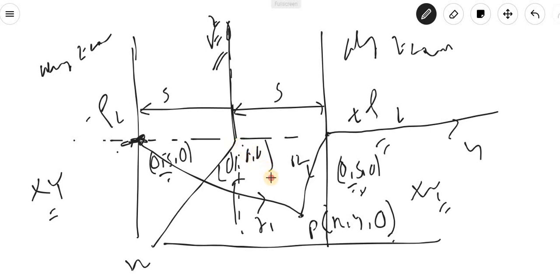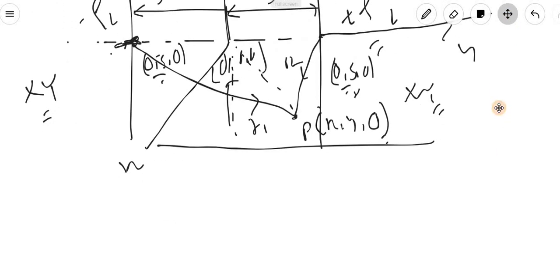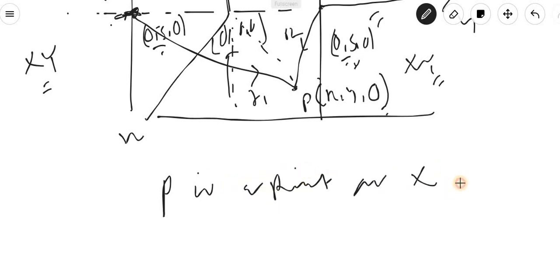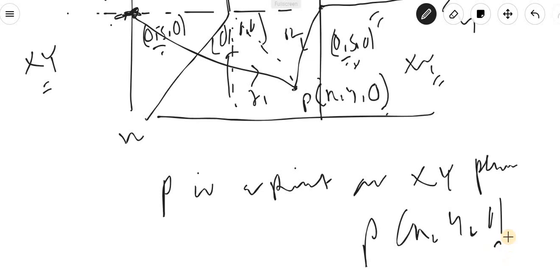So, from the origin to this, suppose some distance. Now what will be the potential at this point on the xy plane? Suppose P is a point on the xy plane. So obviously P will be (x, y, 0).